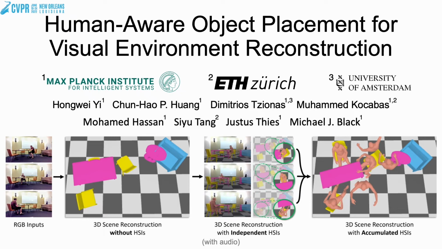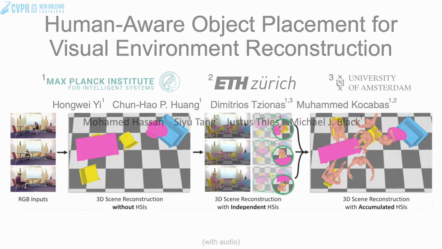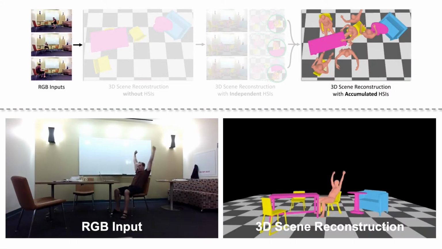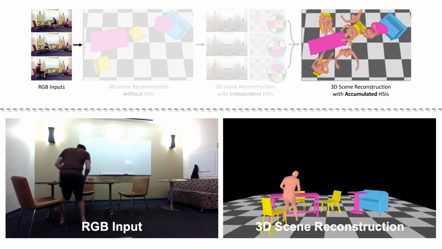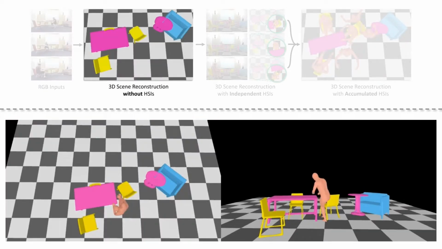We present human-aware object placement for visual environment reconstruction. In this work, we reconstruct a 3D scene that best affords humans interacting with it from images of a single color camera. This is challenging as the lack of depth information causes the scale and placement of objects to be inconsistent with respect to the humans interacting with them.